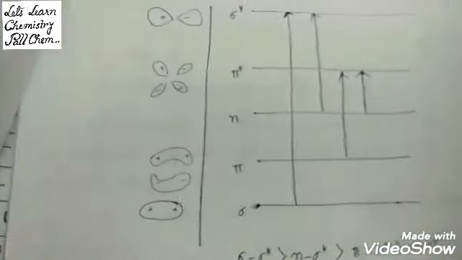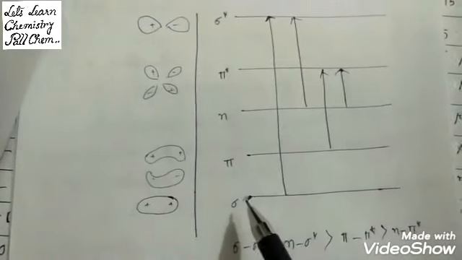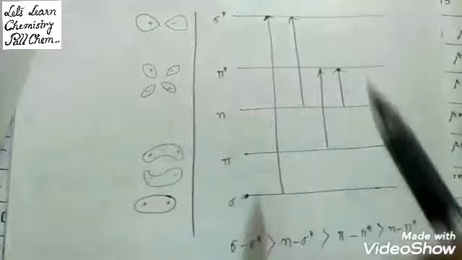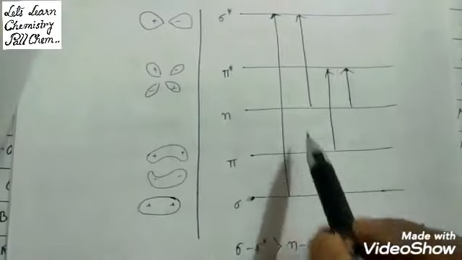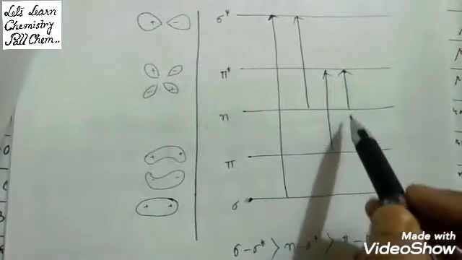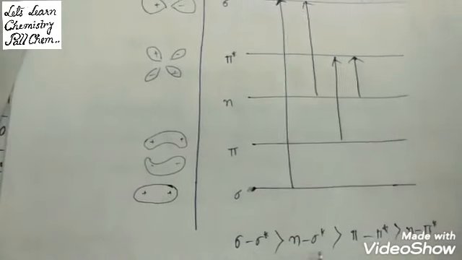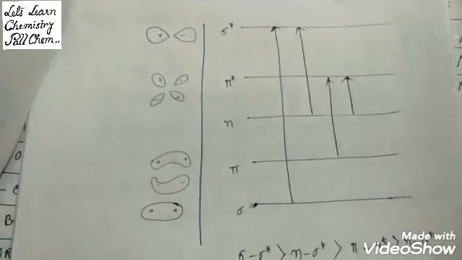So these are the energy ranges. This is sigma, pi, non-bonding, then pi star, sigma star: sigma star, n sigma star, pi star, n pi star. So the energy order is sigma star is greater than n sigma star, then pi star, and n pi star.